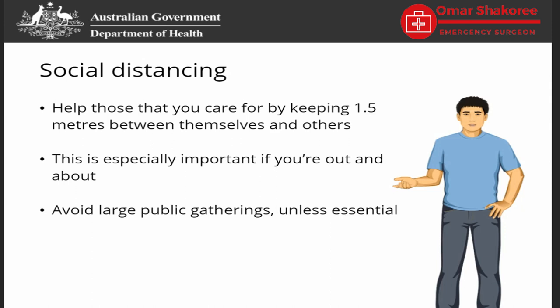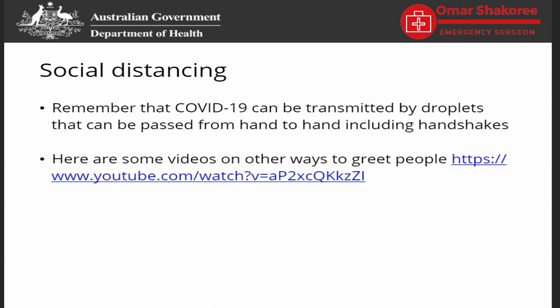So help those that you care for by keeping 1.5 meter between themselves and others. This is especially important if you are out and about. Avoid large public gatherings unless it is essential. Remember that COVID-19 can be transmitted by droplets that can be passed from hand to hand, including handshakes. So avoid handshakes for now.